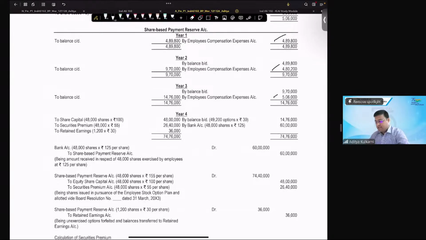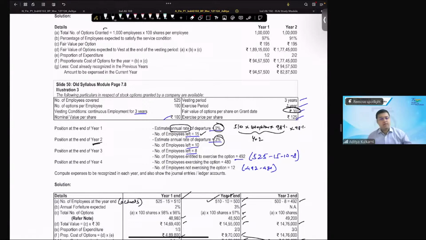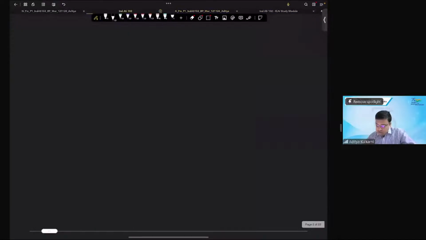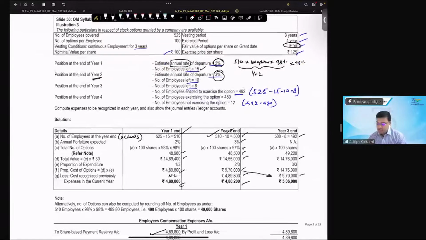Yes, sir. Year 4, what is happening? In Year 4, there is an exercise. Out of the total 492 employees, 480 employees exercise and 12 employees do not exercise. So how will we do it? Let us look at year 4.